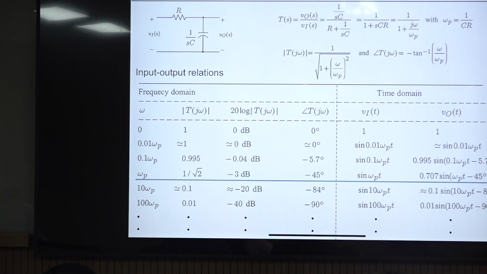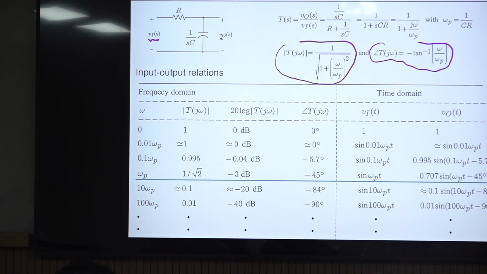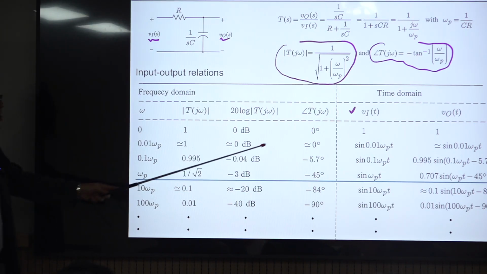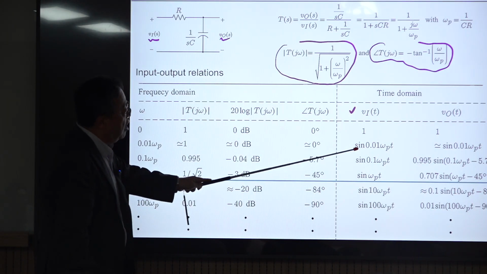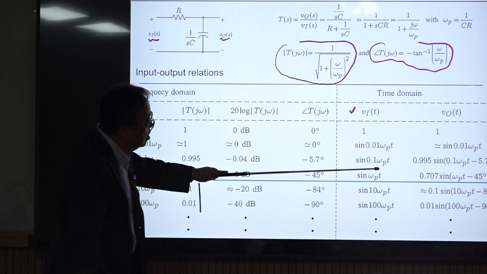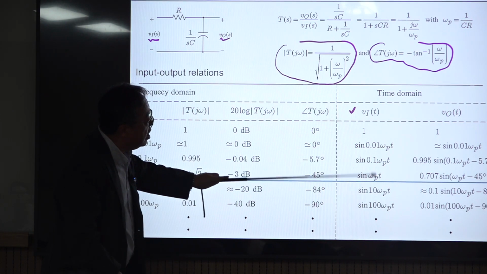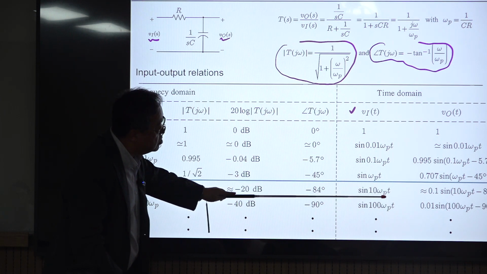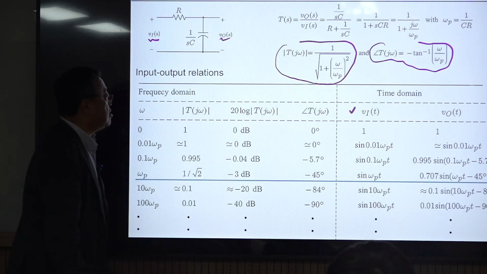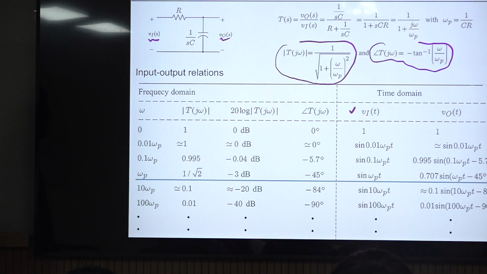And you have this transfer function here, and this is what? This is the magnitude equation and the phase equation, right? Suppose the VIT of this circuit is this one, okay? So you put 1 here, and this one sine wave at very low frequency, and higher frequency at pole frequency, 10 times pole frequency, and 100 times pole frequency, like that, okay?